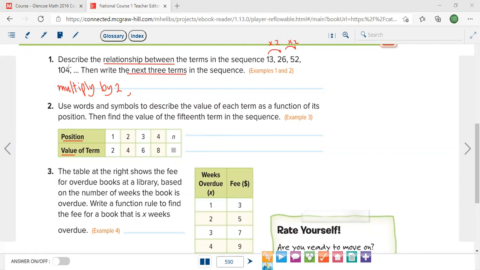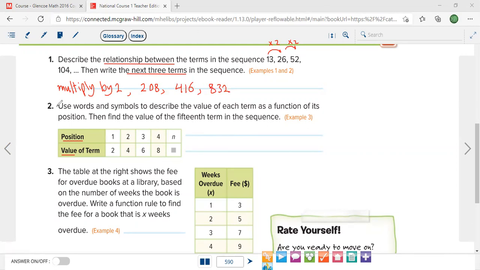Now write the next three terms. After 104 we multiply by 2. So this will be 208. Multiply by 2 again, so 416. Multiply by 2 again, so 832.